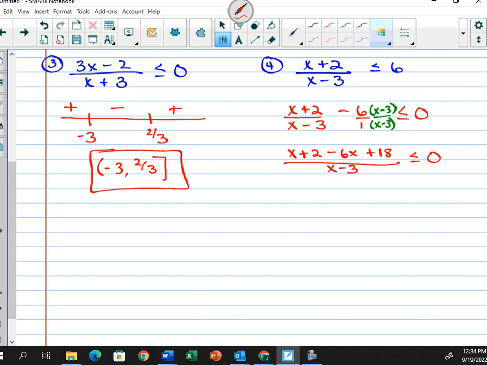Stop there for a second. Do we see it? Yeah? Okay. Oh, don't you love it when you mess up? Got that? And then we're just going to simplify the numerator. So -5x plus 20 over x minus 3 is less than or equal to 0.